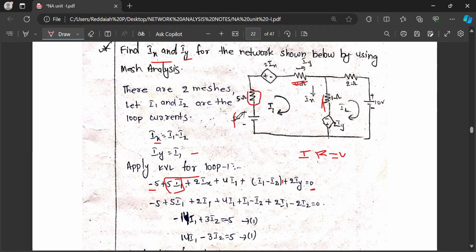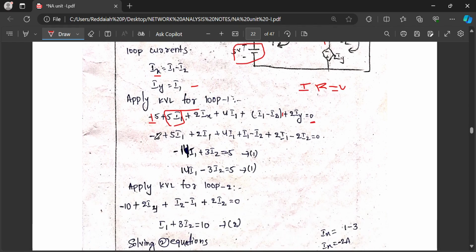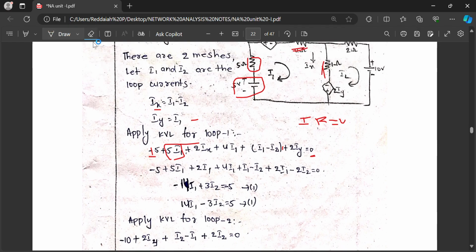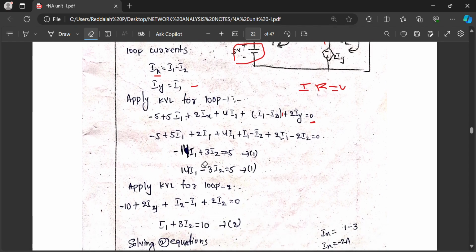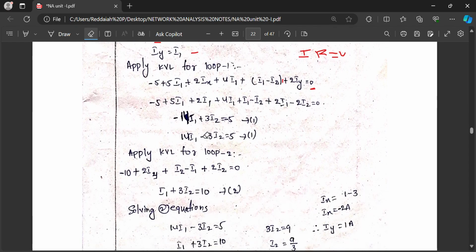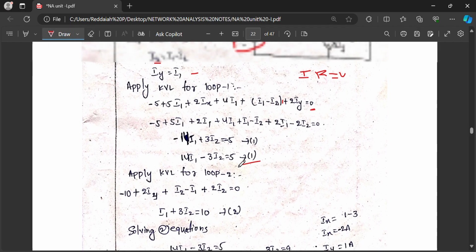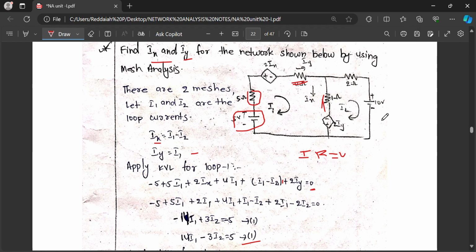We have to remember how to apply KVL for this loop. If you consider a negative sign, it is a fall in potential. Minus 2 plus means a rise in potential. If you consider it as plus, all should be minus and equal 0. Or you can consider it as negative, minus 5, and all will be plus. By solving this, you will get one equation: 14I1 minus 3I2 equals 5. Make it equation 1.